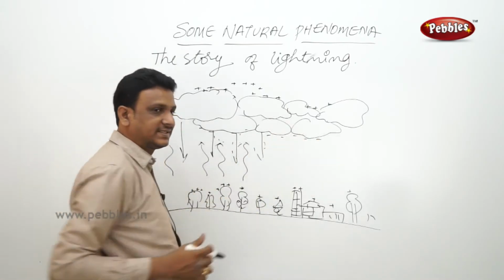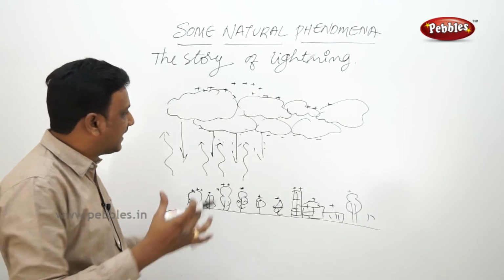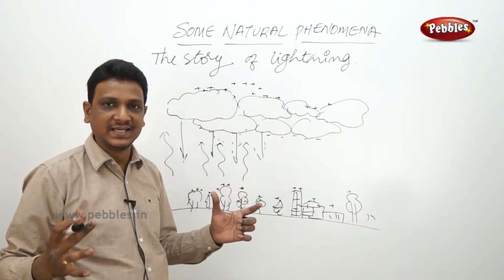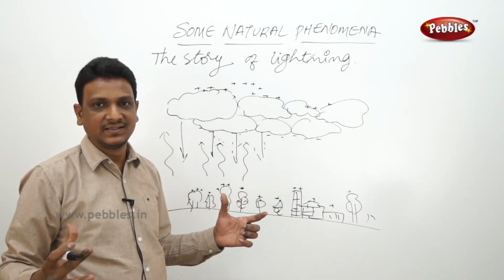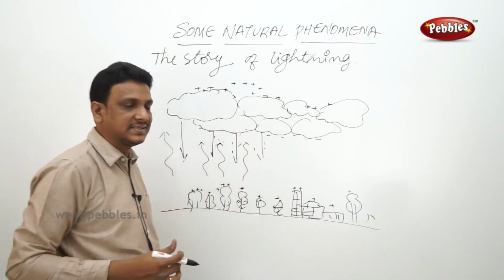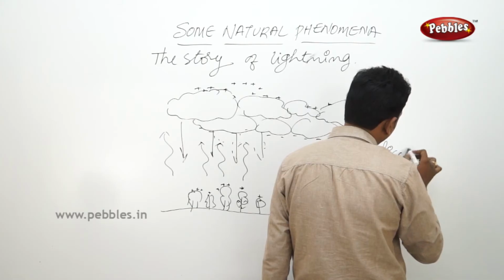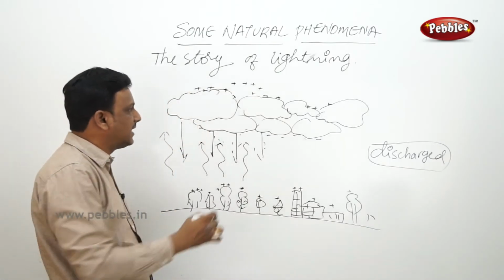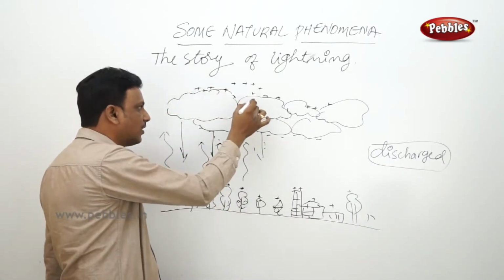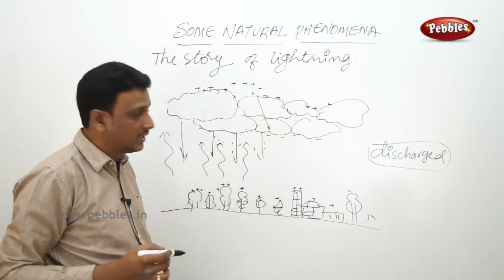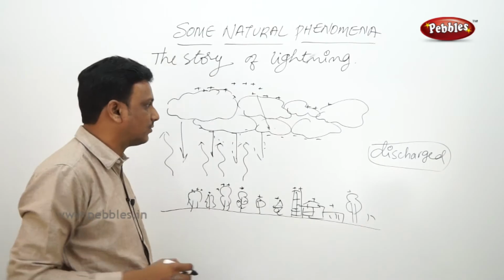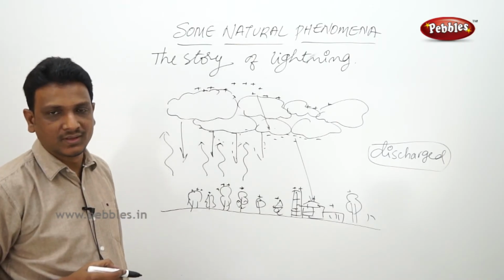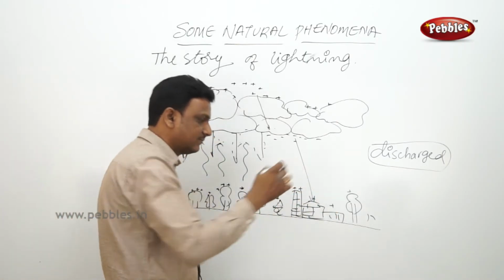Now air is a poor conductor of electricity. Even then, when the magnitude of these charges is high, when the amount is high, then these charges get discharged. This discharge may take place between cloud to cloud, between these two clouds, the clouds which are positively charged and negatively charged. It may happen between the clouds and the objects on the ground. So here is the negative charge, here is the positive charge. It gets discharged, to reach the earth finally.